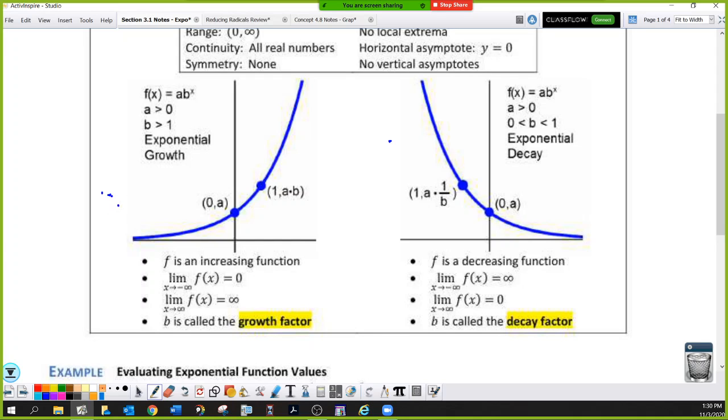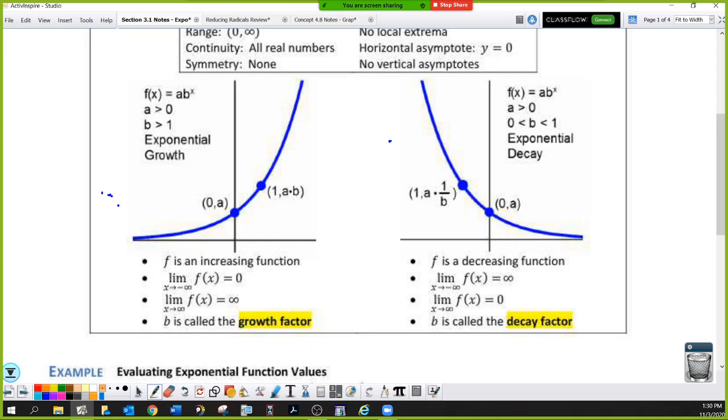Exponential growth, always increasing. Exponential decay, always decreasing. We have a limit notation for our endings. It just says that as you go to the right, growth goes up. As you go to the left, growth approaches 0. And for decay, as you go to the right, you approach 0, but as you go to the left, you shoot up to infinity. That's it.